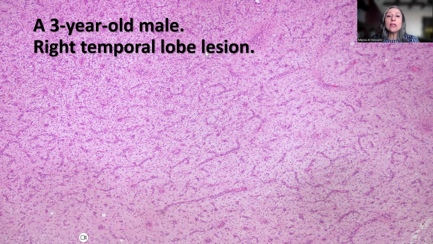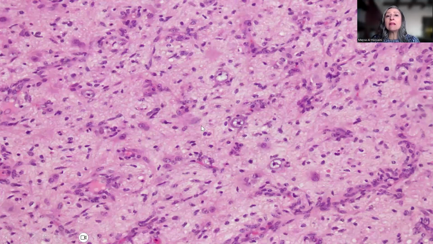And as you can see here from the low power magnification, what really catches the eye is the prominent vascularity, and then we have a rarefaction in the background. So zooming in a little bit into intermediate power magnification, again the vessels are very prominent, but what we start to see are those entrapped normal ganglion cells.